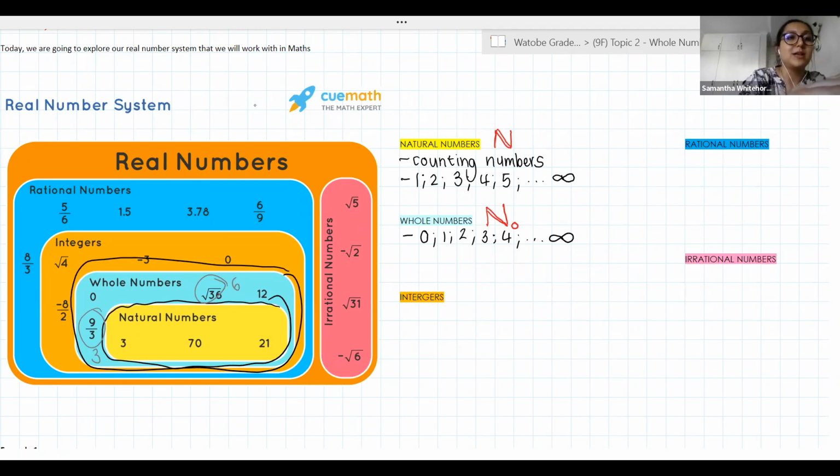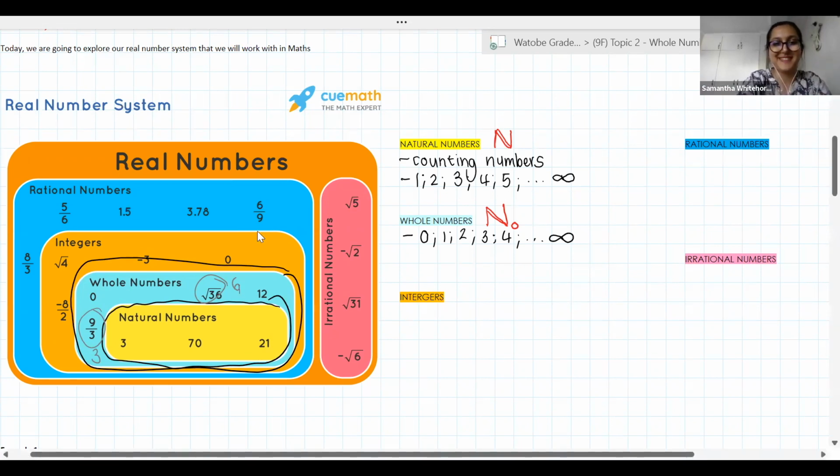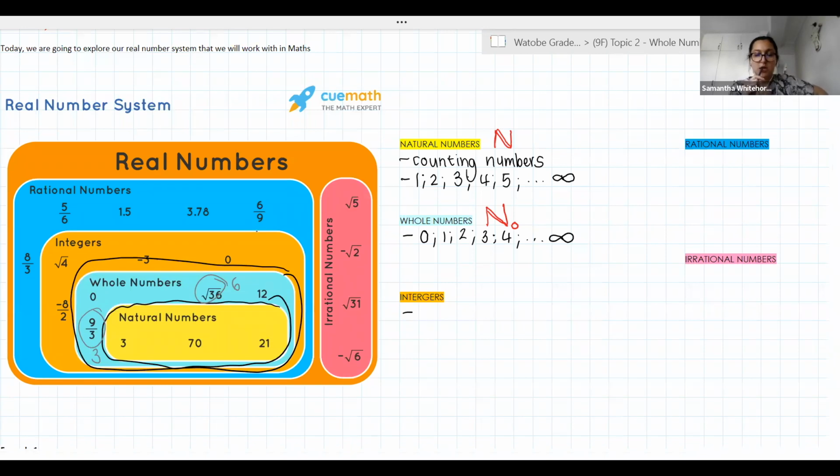So can someone tell me what integers are then? Jabulo, what are integers? Hi, ma'am. Integers, ma'am, include negative numbers. Okay, now do we include fractions with integers, or is it just the whole numbers? I think the whole numbers. Excellent. So guys, integers are all of your positive and negative whole numbers.